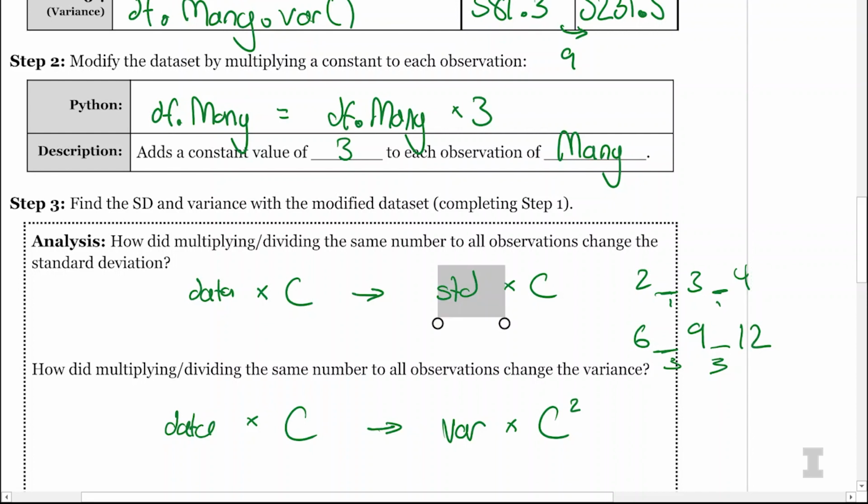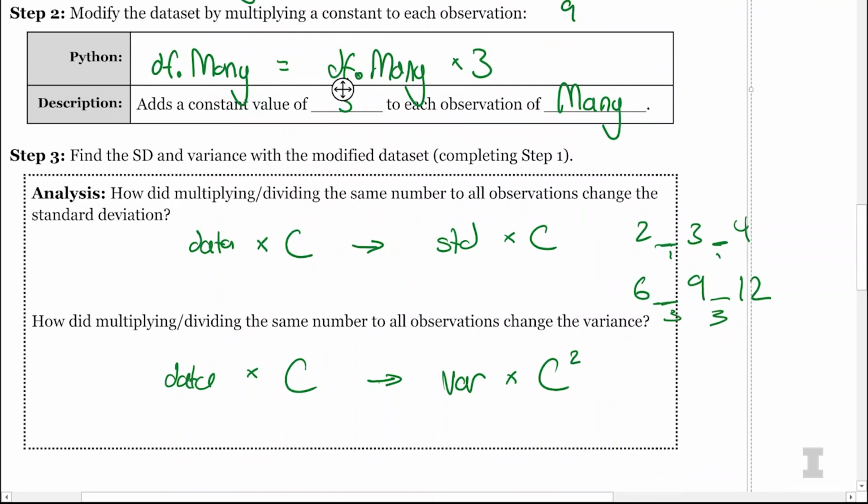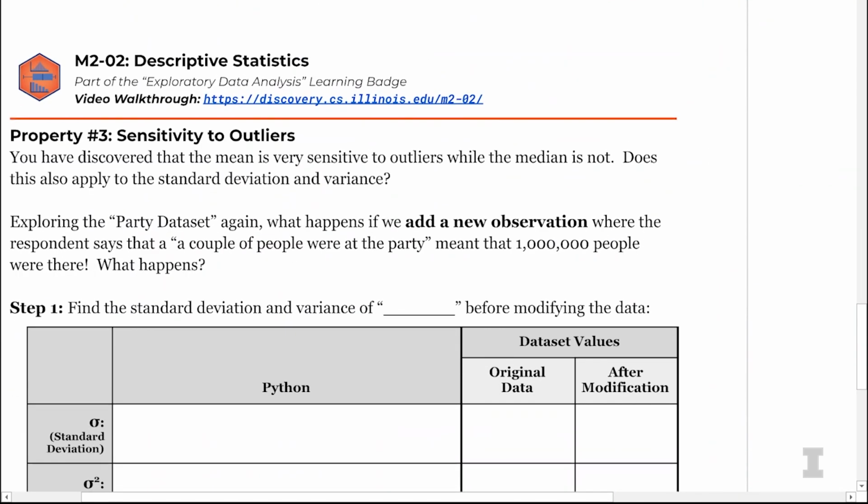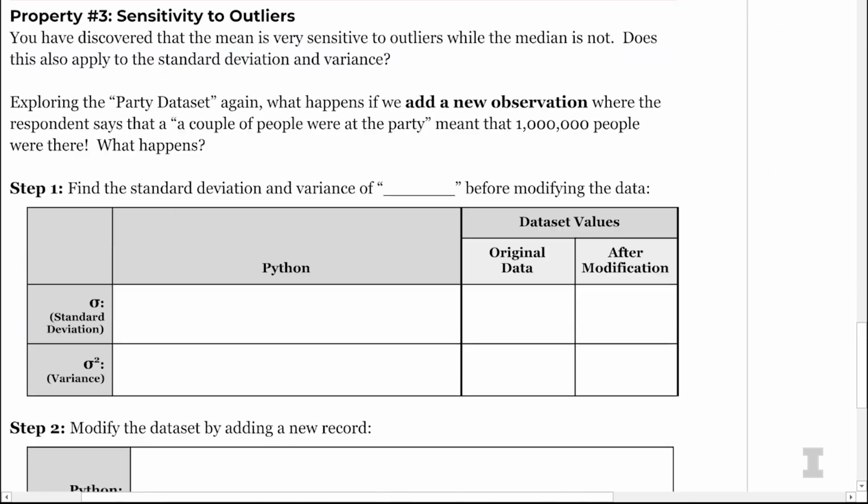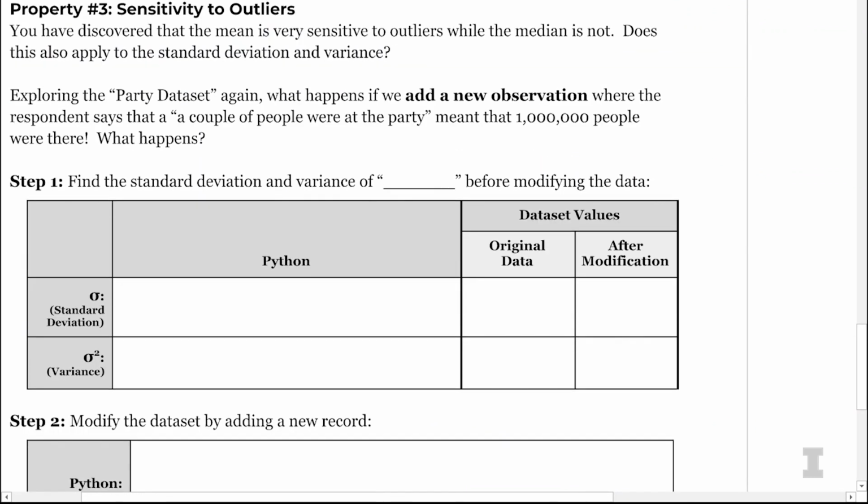And you'll even see in the symbol notation that we're going to be using throughout the series, the standard deviation is represented by a sigma, and the variance is represented by a sigma squared. Yes. So this makes a lot of sense. That's very common. You'll see that notation in statistics all the time. Now let's look at a third property. Let's look at the sensitivity to outliers of the variance and standard deviation.